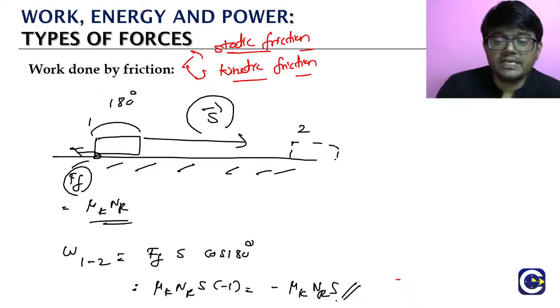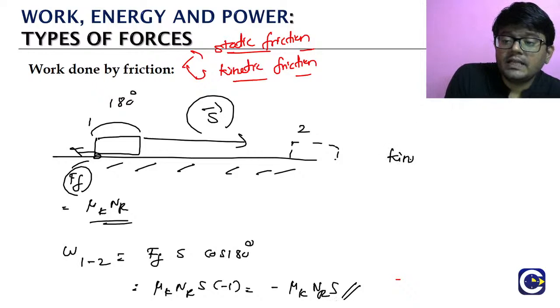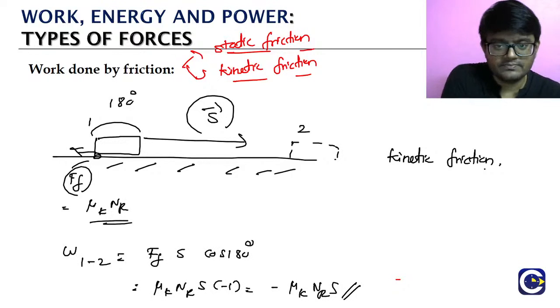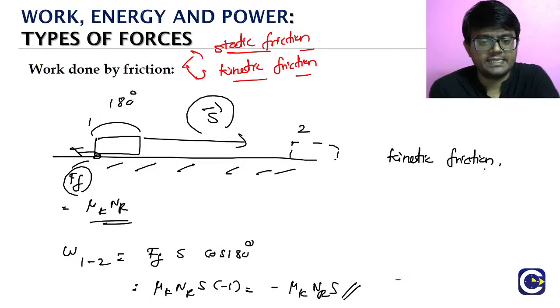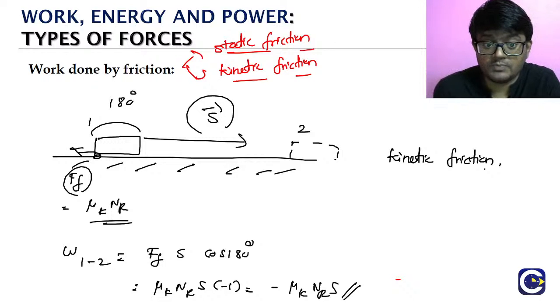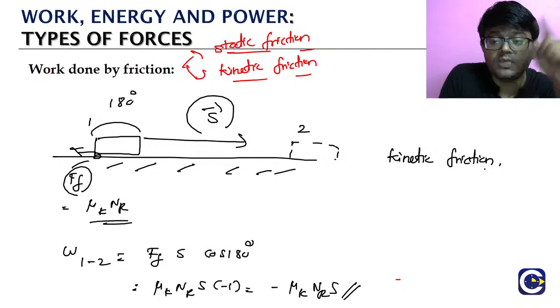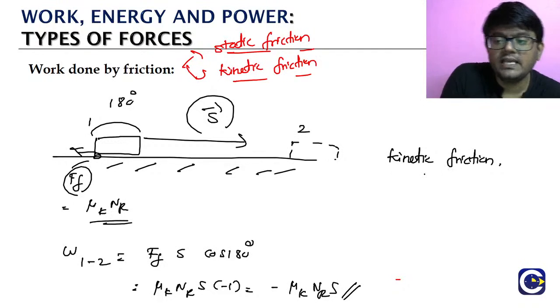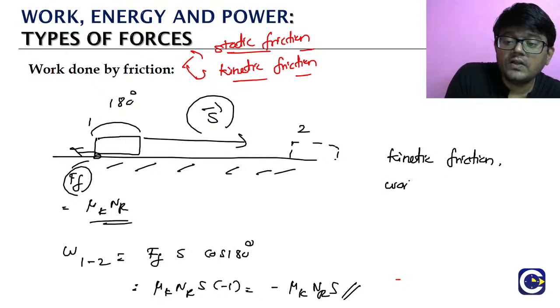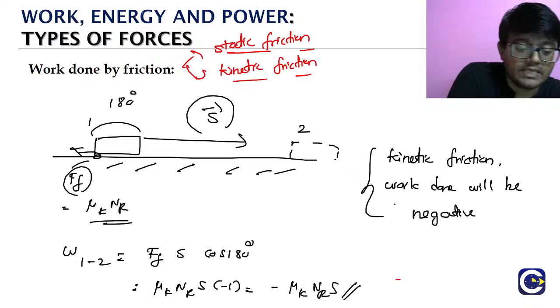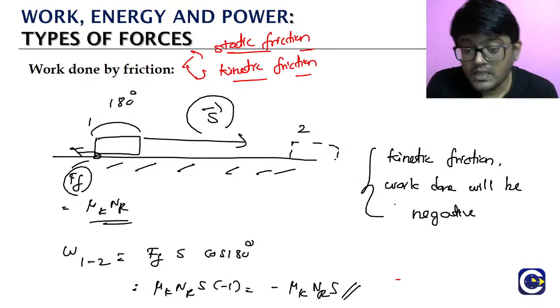So what is the observation here? Kinetic friction acts in the direction opposite to the motion. If relative motion is towards the right, then the kinetic friction acting on that object will be towards the left. So the force and the displacement are in opposite directions. So generally we can say the work done by kinetic friction will be negative.